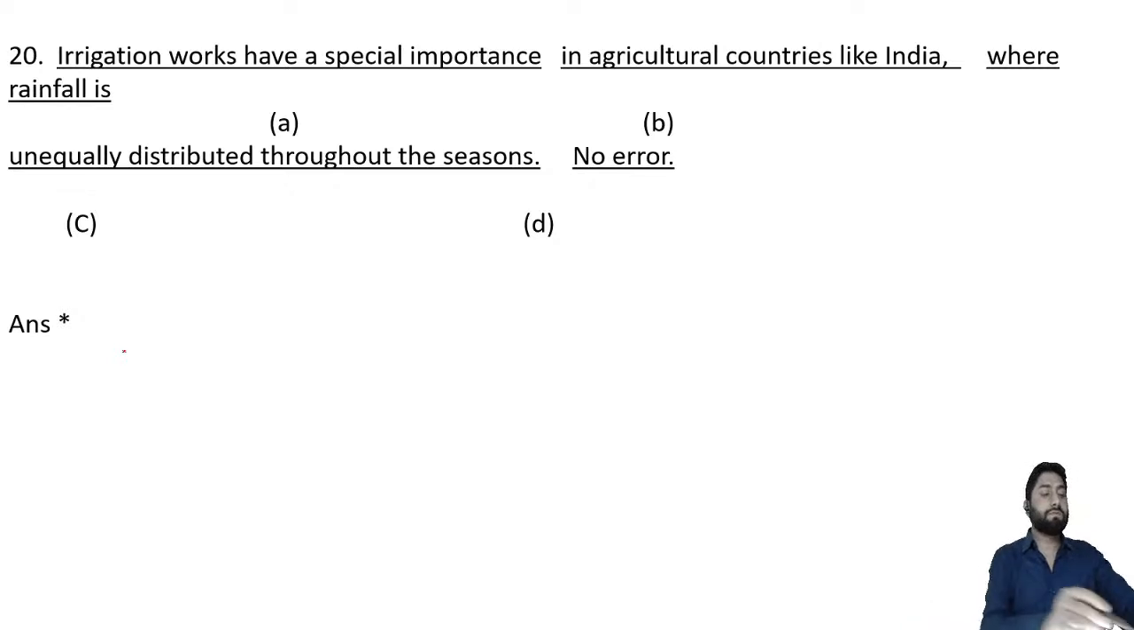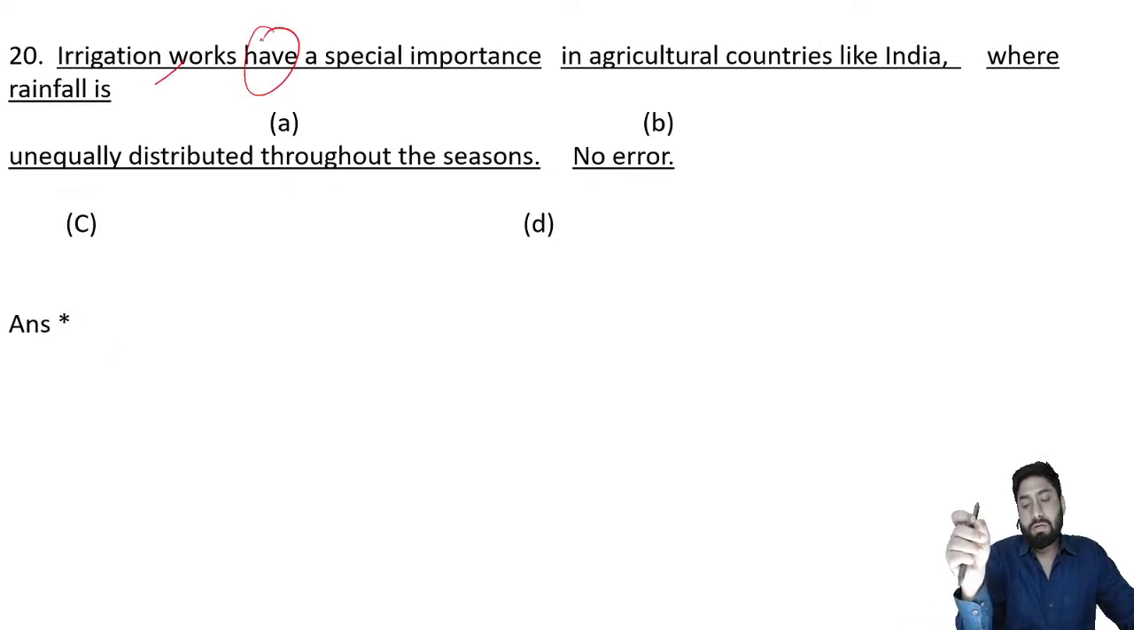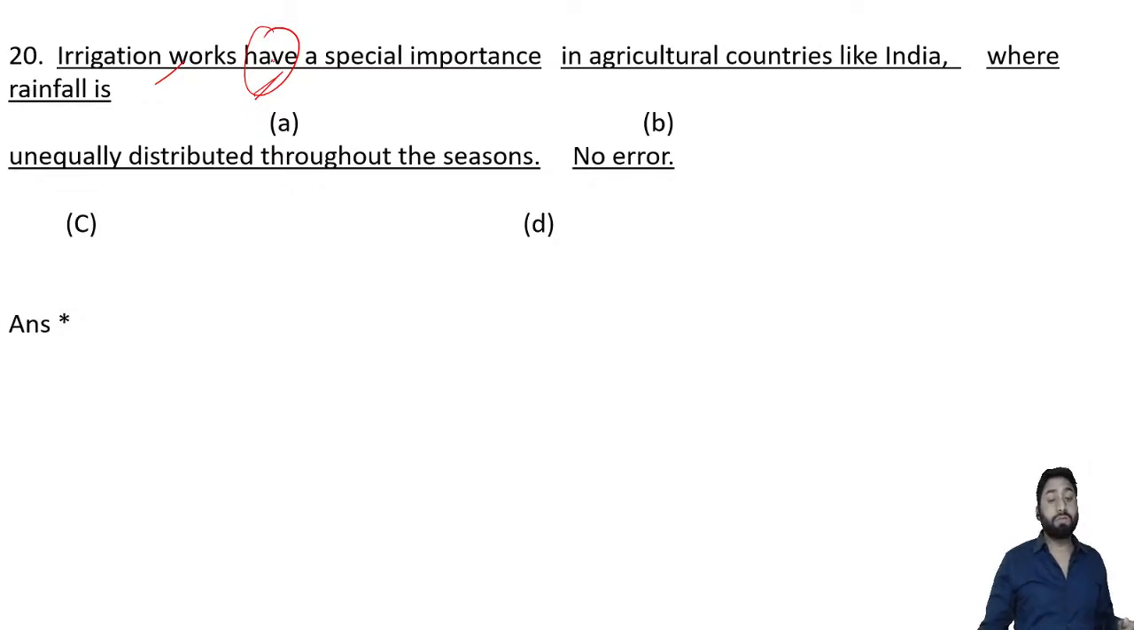So irrigation works have a special importance in agricultural countries. So this 'have' is not required here. In irrigation, we're talking about the sichai and all. Thus it cannot be plural. So irrigation works has a special importance in agricultural countries like India, where rainfall is unequally distributed throughout the seasons. Right. So this is what I think most of you must have marked. So this A is the correct answer here.